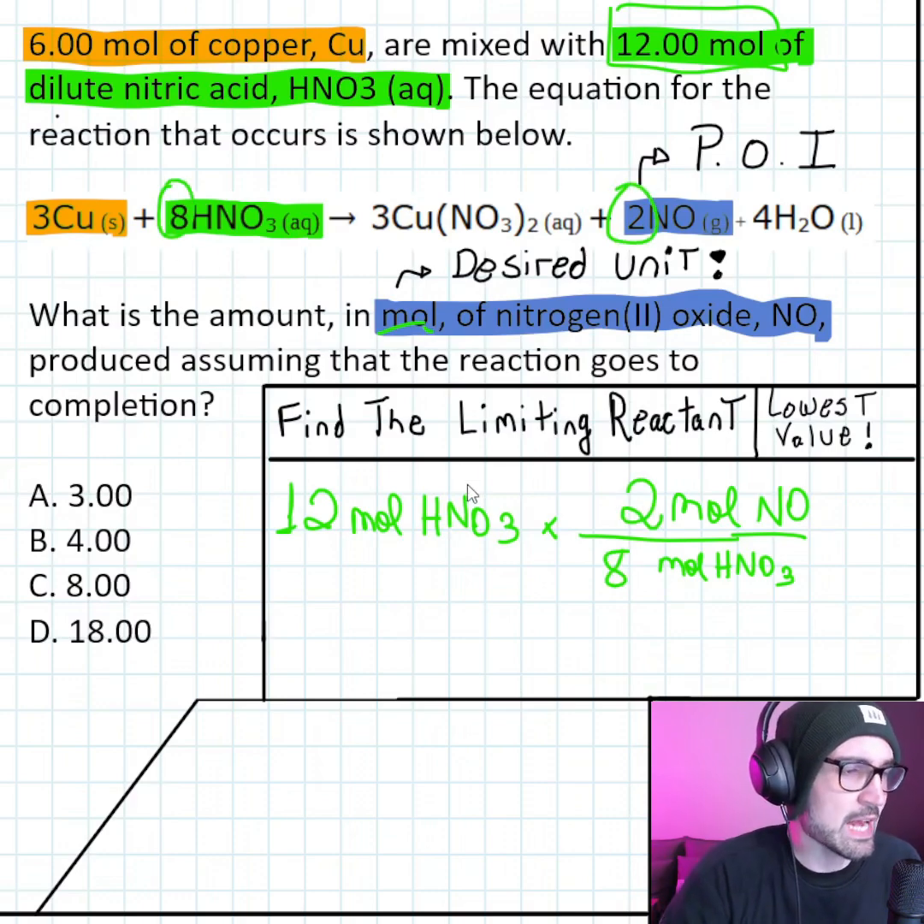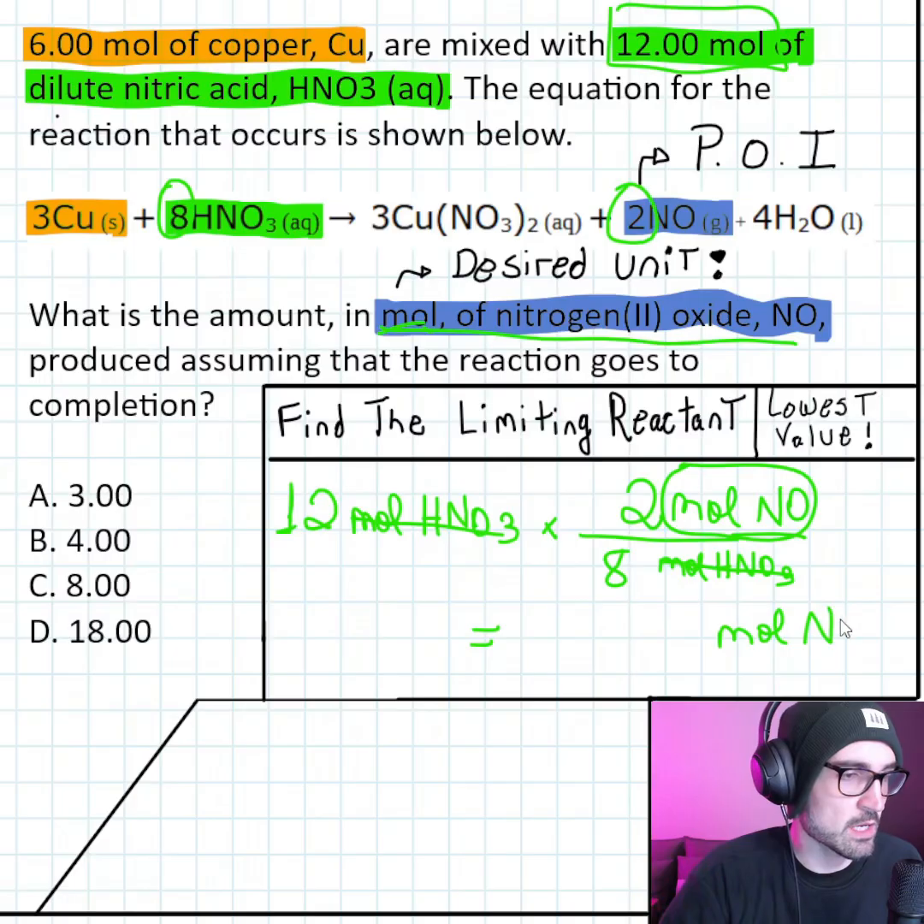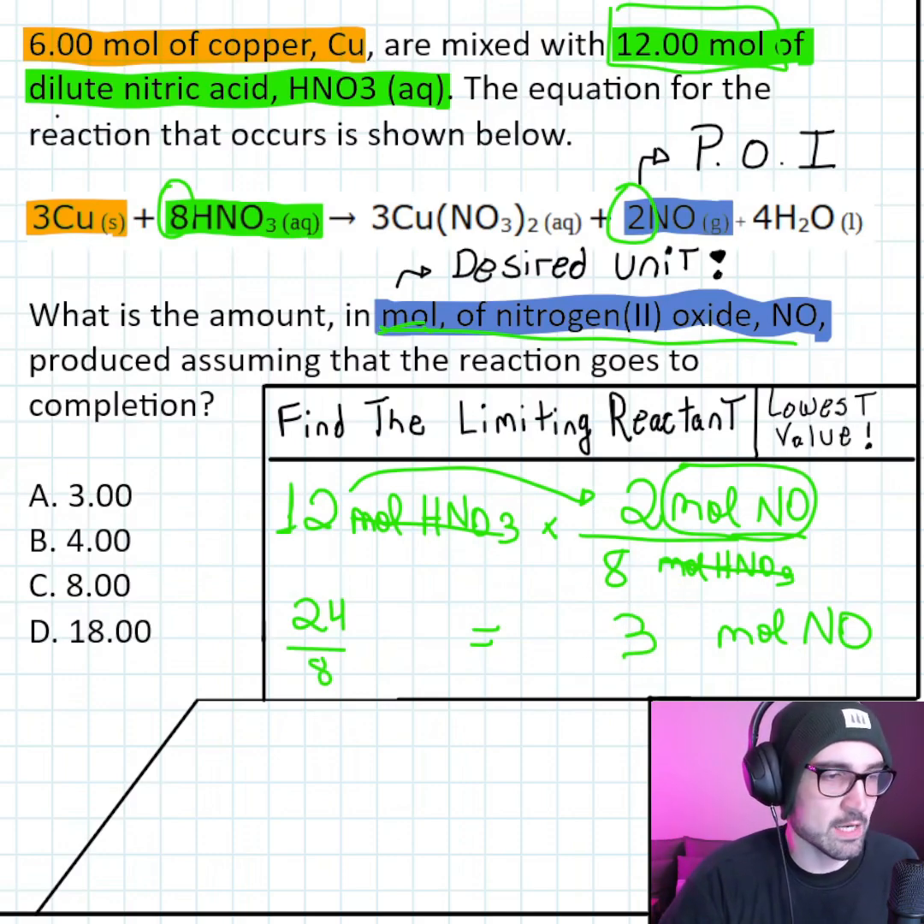8. Look at what's going to happen to your units. Moles of HNO3 cross out with moles of HNO3. Our resulting unit is moles of NO, which is exactly what the question is asking of us. So now you just put the equal sign, repeat the unit because you're sure that that's the unit that's going to come out. And now all you have to worry about is the math. 12 times 2 divided by 8. And that's going to give me 3 moles of nitrogen oxide.